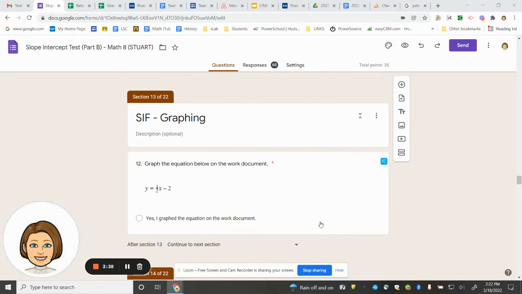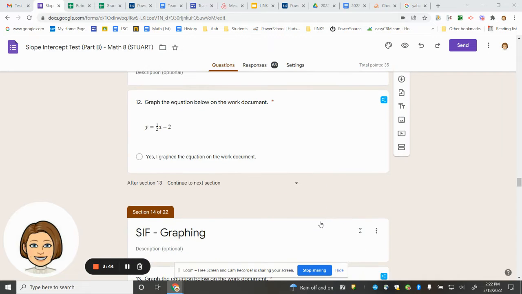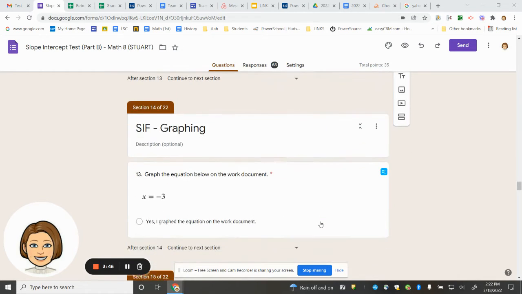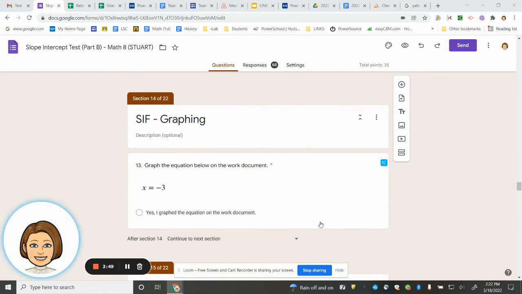Number 12, graph this equation on your work document. Y equals 1/2 x minus 2. Number 13 is a special case, so be careful. Graph x equals -3.